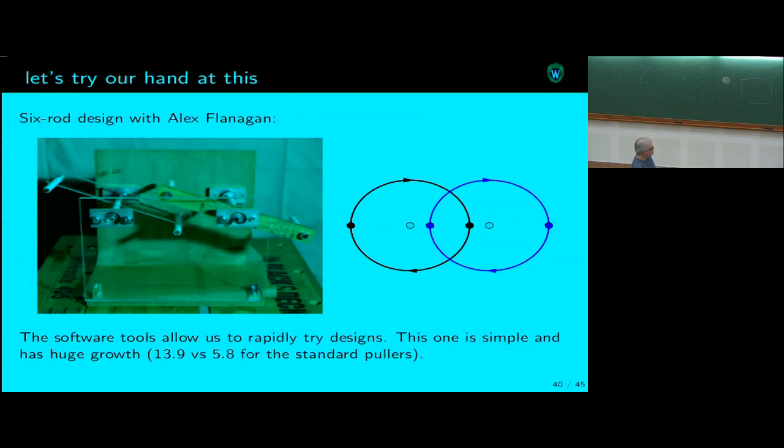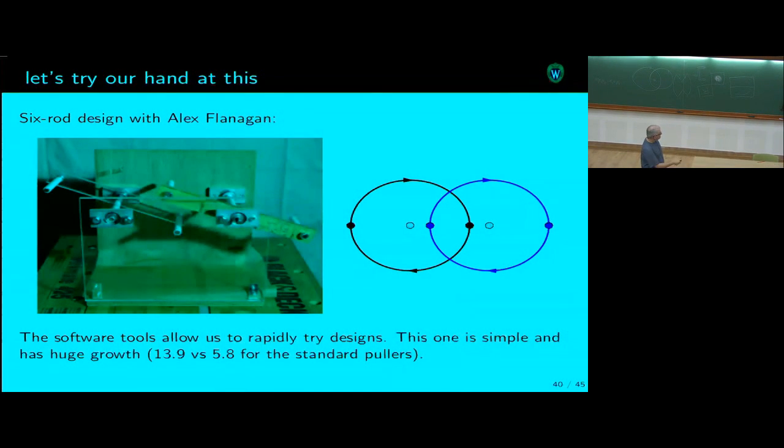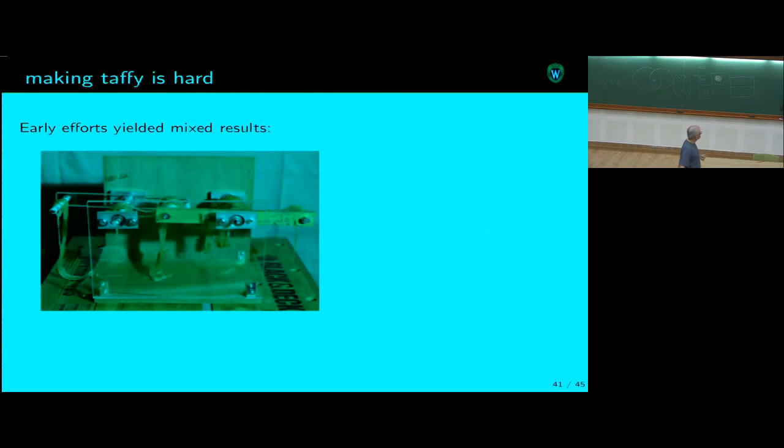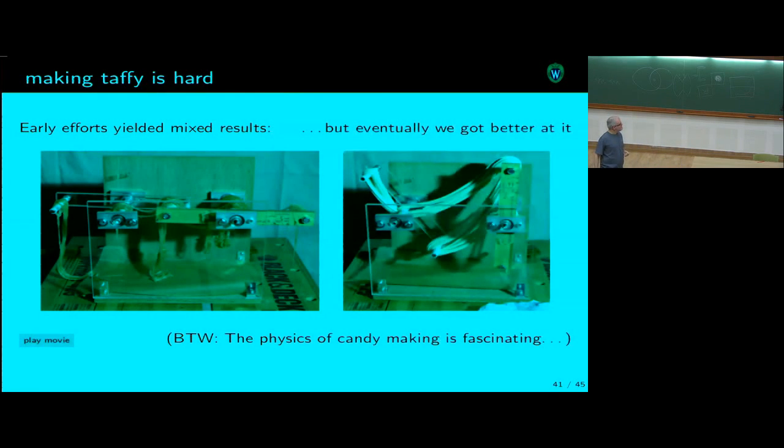The gray ones are the extension of the pins, and then we built it in my basement. And it's got an enormous expansion constant. It's 14. Every period of this thing, you multiply the length of the taffy by 14, compared to 6 for these standard devices. Again, these are multipliers. So the difference between multiplying by 6 and multiplying by 14 is pretty dramatic. Then we tried making taffy, and this is my first attempt. It was all this droopy mess. But eventually I got better at it.